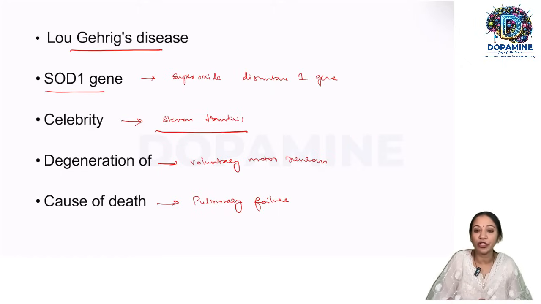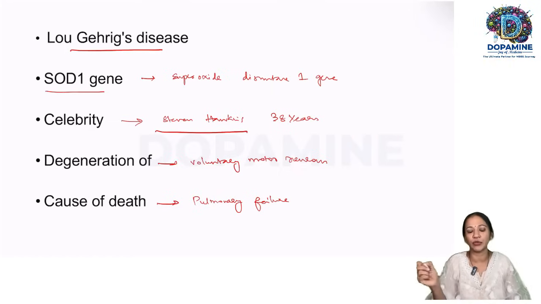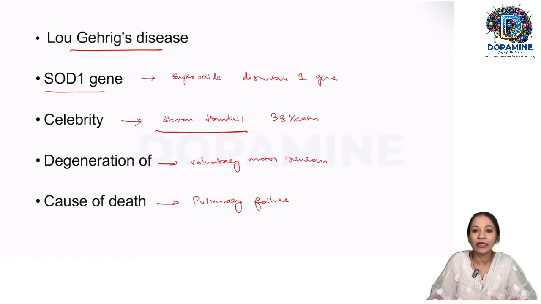Actually, usually the lifespan for people with amyotrophic lateral sclerosis is probably 5 years. So Stephen Hawking is one person who has a record in that as well. He lived for 38 years with amyotrophic lateral sclerosis. Okay. It doesn't affect the intellect. It only affects the voluntary muscles of the body because of degeneration of the voluntary motor neurons.